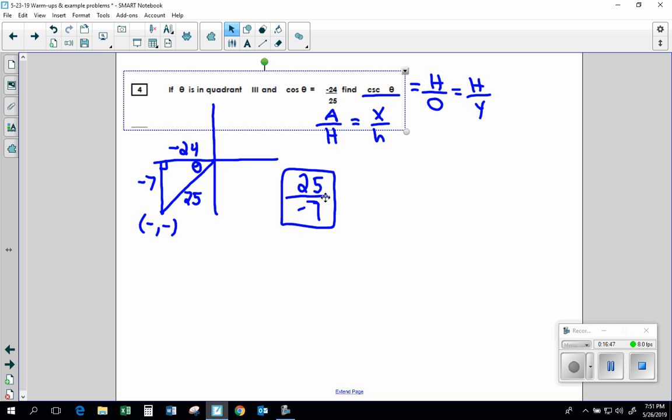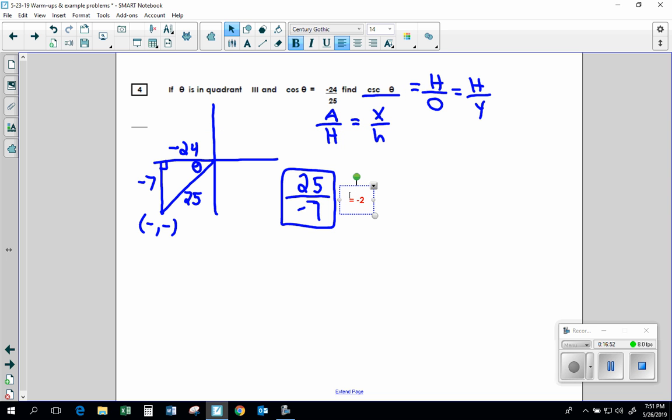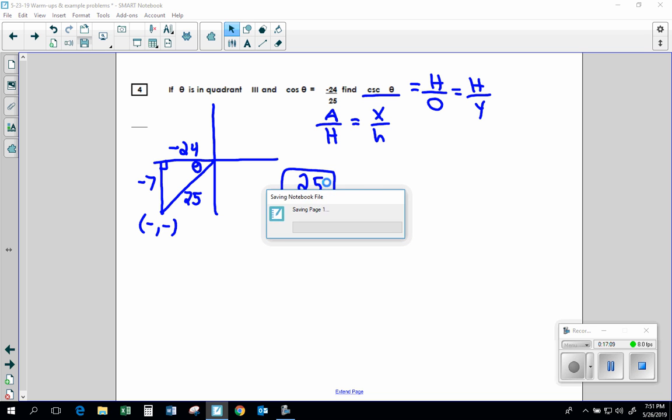It does not simplify. Again, if you want to go ahead and put the negative in the numerator, then you'd have negative 25 over 7. Okay, same answer. So you're not going to get marked wrong either way. Just know most answer keys will write it as negative 25/7 with the negative in the numerator. Again, that negative does not mean the 25 is negative. We know the hypotenuse always has to be positive. Okay, that should help solve any of your problems on this last worksheet.